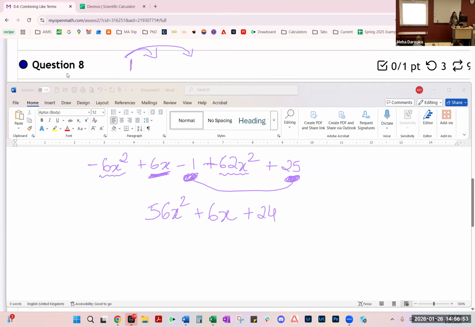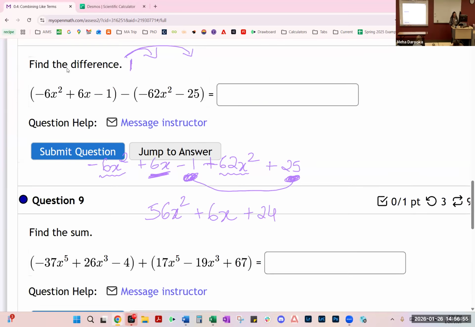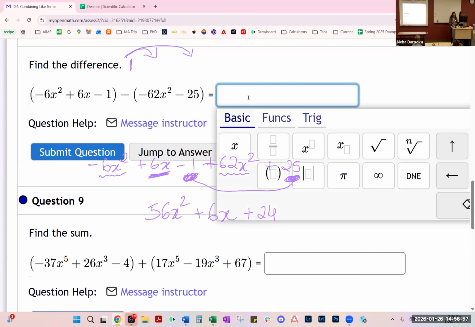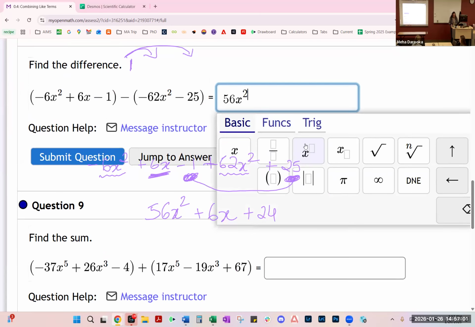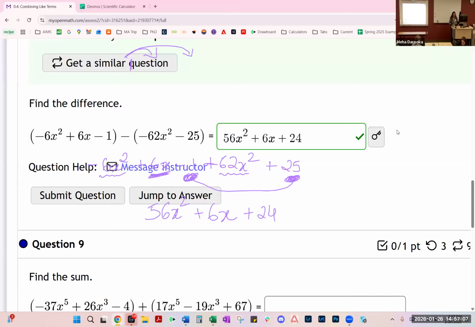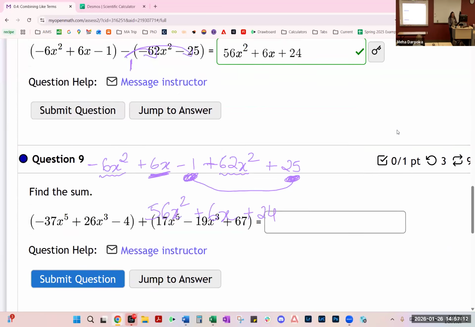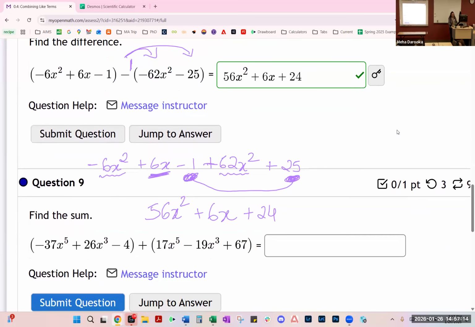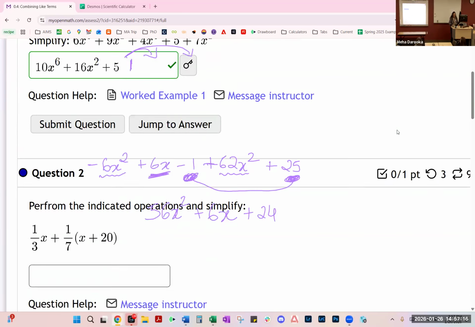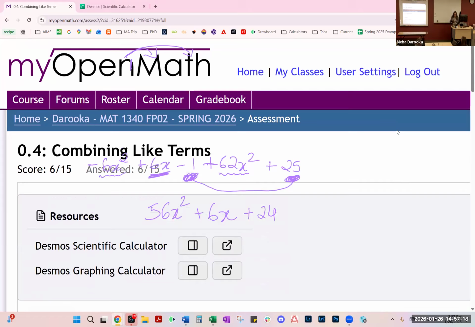And we will stop at this example here. They're not really giving us any instructions, so we'll just type it as it is. 56x squared plus 6x plus 24, and you are good to go. So we will pick up from, I think I'm gonna skip the addition, but we'll pick up from the FOIL. So this is what? Section 0.4.